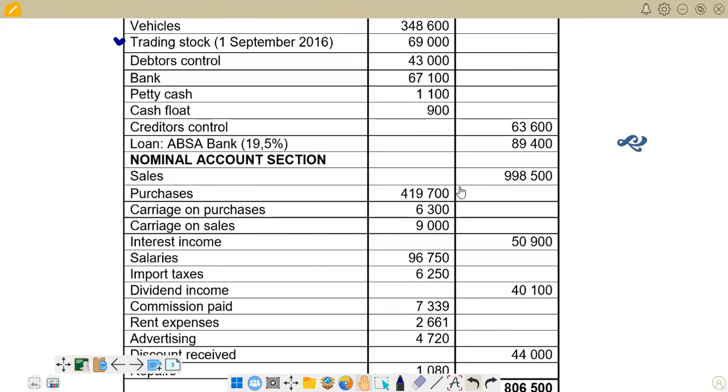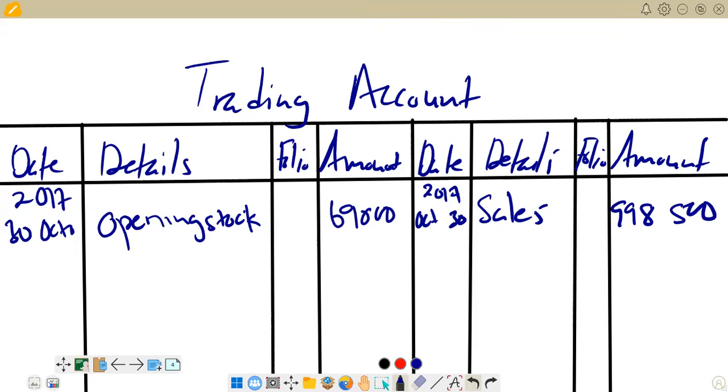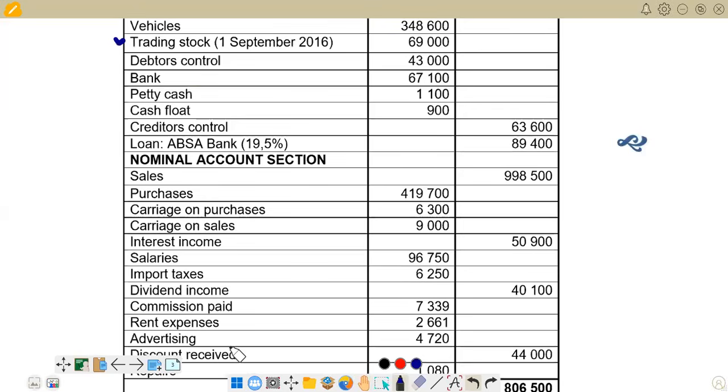So let's just pick our sales there and go to the credit side of the trading account. So here, the date we are saying, we're still having the same date, which is October 3rd, 2017. In the details, we are saying these are our sales. The figure that we have is 998,500. So this is the figure that we have. Then you can go back to check what we have next.